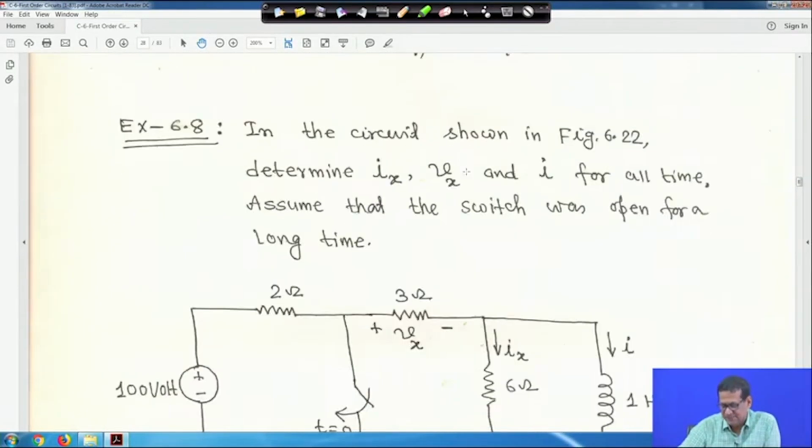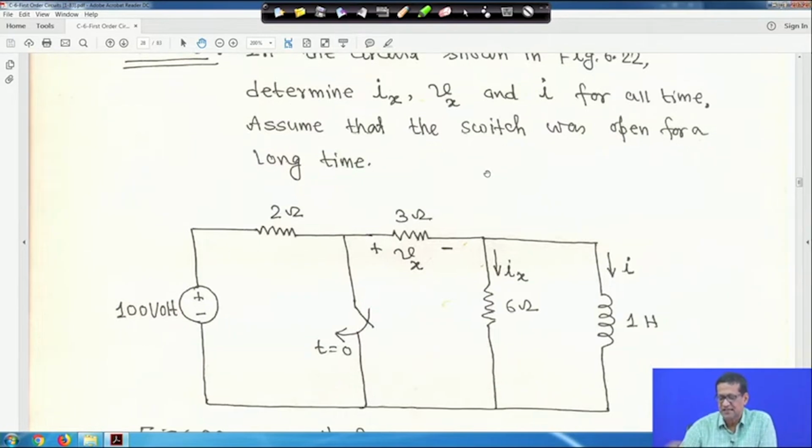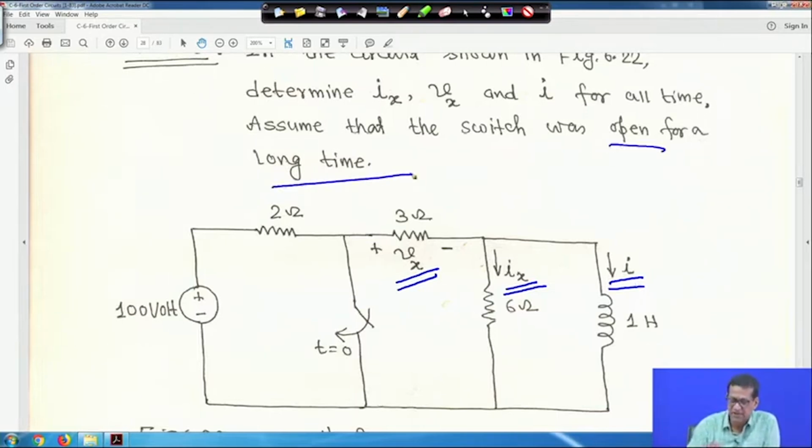So, next one is, in the circuit shown in figure 22, you have to determine Ix, Vx and I. This is your Ix, then Vx is the voltage across this 3 ohm resistance, and I is the current flowing through the one Henry inductor for all time, right. Assume that the switch was open for a long time. Here in this case it is given the opposite, that the switch was open for a long time, right. So, first you have to see the initial condition.